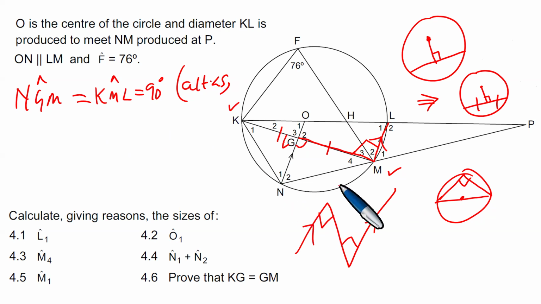But always, when you see the kinds of angles that are justified by parallel lines, always tell the examiner which lines are parallel. And these are the lines: ON is parallel to LM, like this. ON is parallel to LM, like that. Okay, so that's what we have.